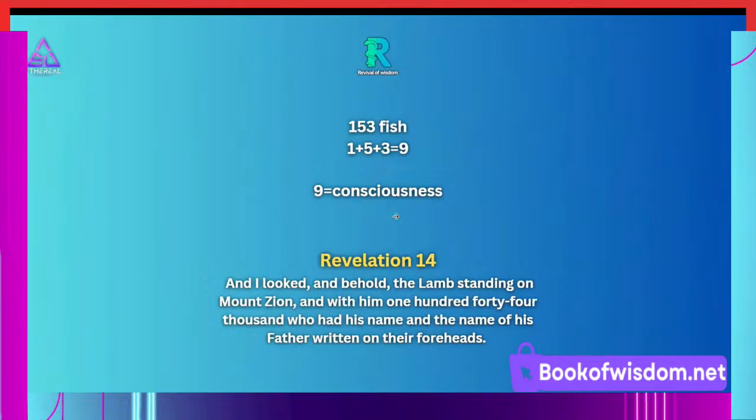Feminine. It's all about consciousness. And in Revelation 14, "I looked, and behold, the Lamb standing on Mount Zion." That's the spine, the mountain, "with him 144,000." 144 adds up to 9. It represents consciousness on top of the spine. You see? "And he had his Father's name written on the forehead." What's the Father? The higher mind, the higher consciousness within you. Where is that? In the forehead, the pineal gland.